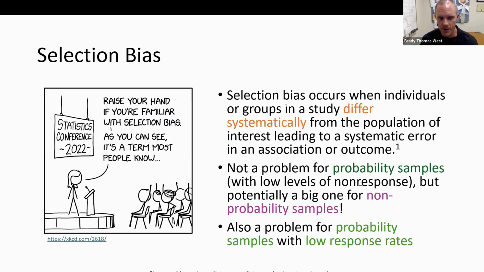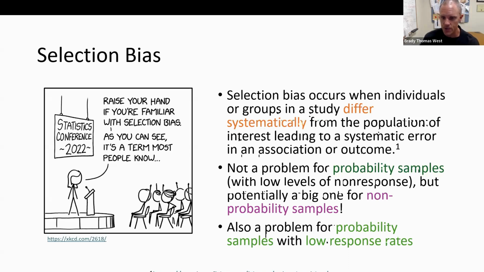So this is just kind of a comic that some of you may have seen about this issue of selection bias and how, depending on who you have in a given sample, you could get a very biased estimate of something you're trying to study, depending on who self-selects. This is just saying that if you're at a stats conference, most people are going to say they've heard of selection bias, which makes sense. And even though that's exceedingly simple to think about, that's really what's happening with a lot of these non-probability samples. So the individuals or groups that enter a study differ systematically from the population that you're really interested in terms of an association or some outcome of interest. For probability sampling with a low level of non-response, this is usually not an issue, but this is potentially a very big issue for non-probability samples.